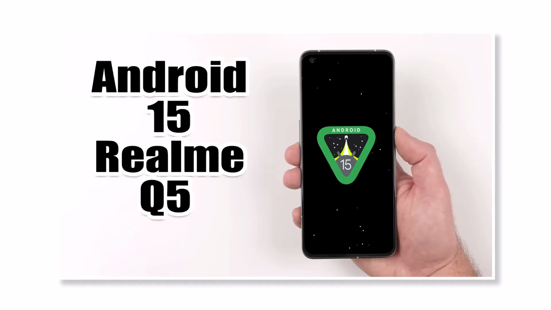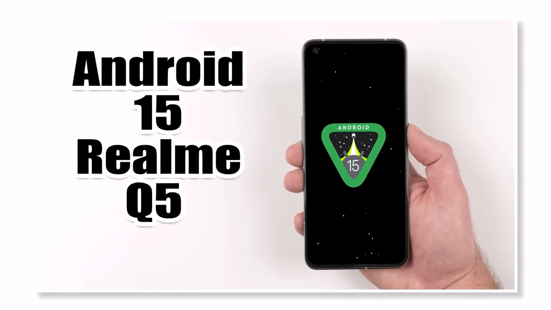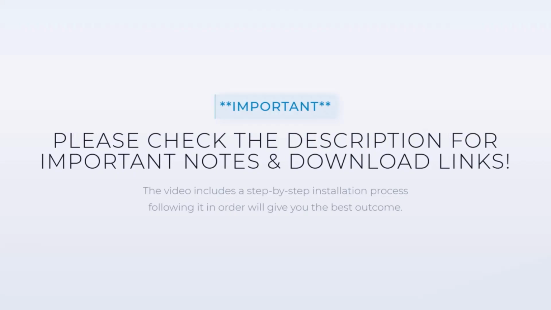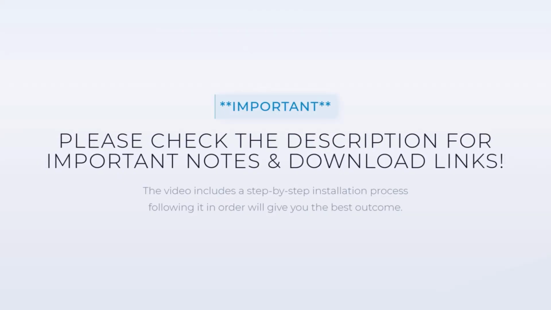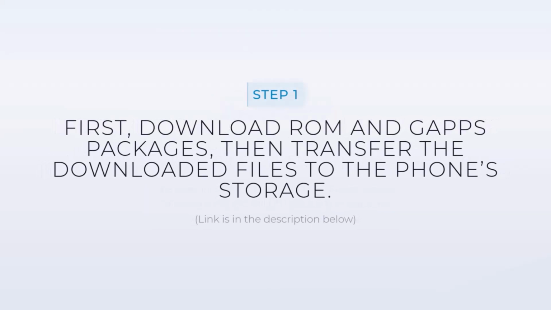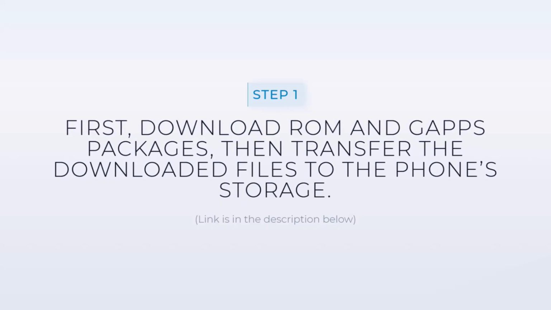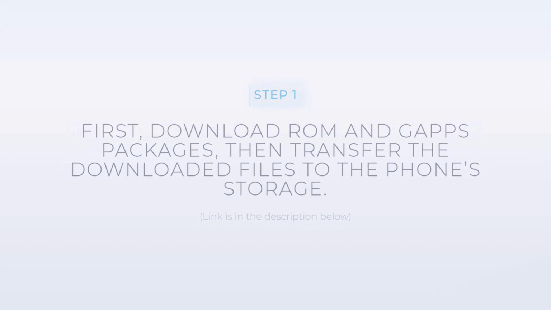Install Android 15 on Realme Q5 via LineageOS 22. Please check the description for important notes and download links. First, download ROM and GApps packages, then transfer the downloaded files to the phone's storage.